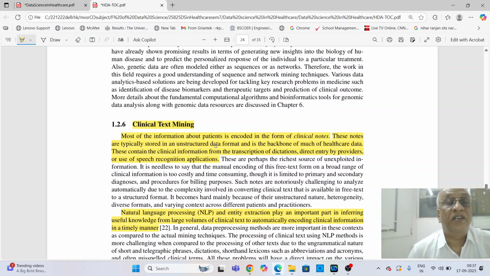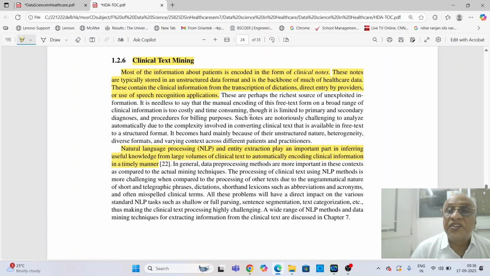The next healthcare data source is clinical text mining. We have clinical notes for every patient. They may be in an unstructured format, they may be handwritten notes, voice notes, or tabular data. So again, heterogeneity comes into the picture. They may be transcriptions of dictations, direct entry by providers, or use of speech recognition applications. Here, natural language processing and entity extraction play an important role in inferring knowledge from these large volumes of clinical text to automatically encode clinical information in a timely manner.